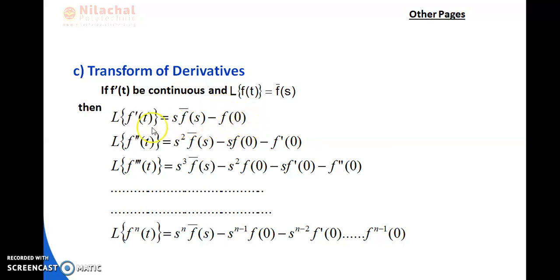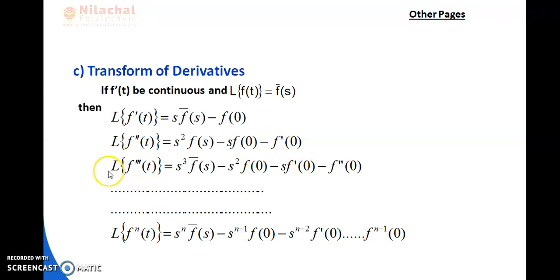Similarly, Laplace of f double dash t: double dash means you write s to the power 2, then s to the power 1, then s to the power 0, that is 1. The first position is f bar s, the second position is f of 0, and the third position will be the derivative of f of 0. You have to stop at this position because no s will be there.